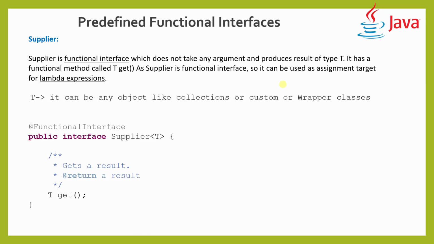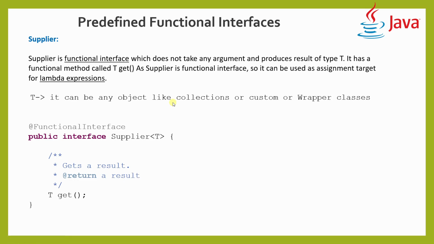Okay, in this video we are going to discuss the Supplier predefined functional interface. What is the use of it and how to use it, and what features does Supplier deliver? Supplier is a functional interface which does not take any input argument and it produces a result. The result type can be any object, like a collection object, custom object, or wrapper class, any object can be returned.